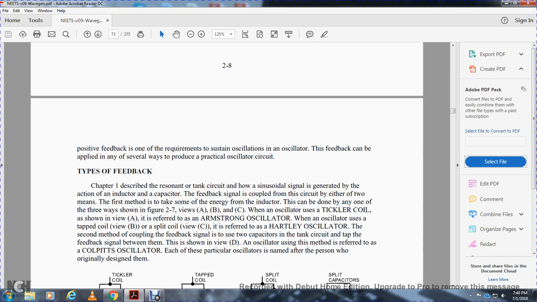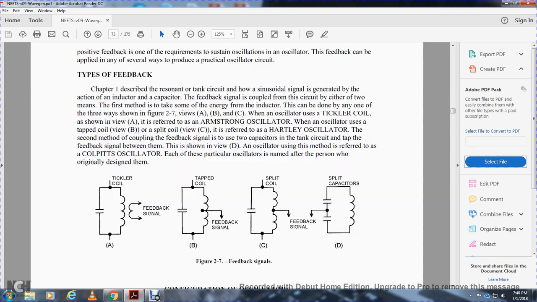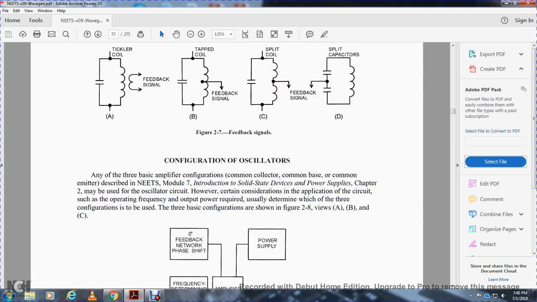The second method of coupling the feedback signal is to use two capacitors in the tank circuit with the feedback signal tapped between them. This is shown in view D. An oscillator using this method is referred to as a Colpitts oscillator. Each of these particular oscillators is named after the person who originally designed them. Figure 2.7 shows the feedback signal from the tickler coil, the tapped coil, the split coil, and the split capacitors.